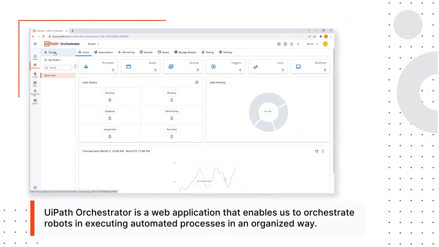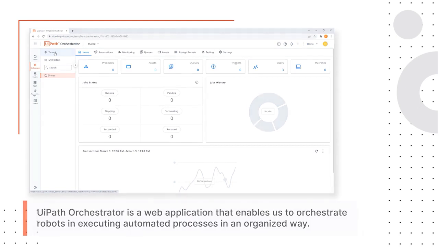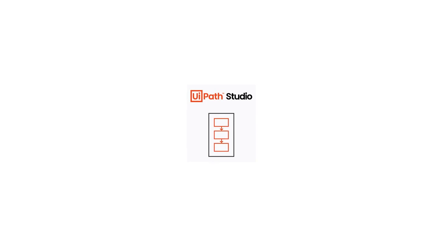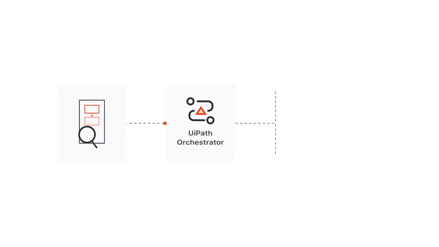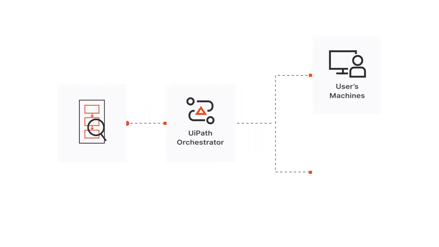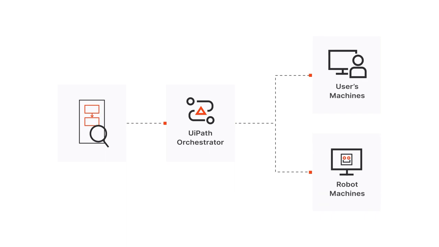UiPath Orchestrator is a web application that enables us to orchestrate robots in executing automated processes in an organized way. We can look at it this way. Once an automation project is built and tested, we publish it to Orchestrator as NuGet packages, and from there we can deploy it to users' machines or to robot machines, real or virtual. Pretty straightforward, right? Well, let's go a little bit more in depth.